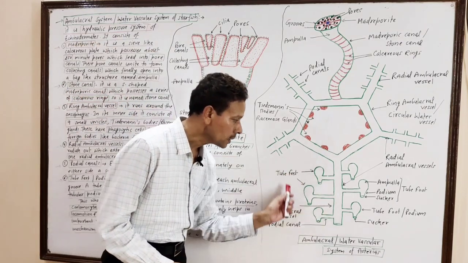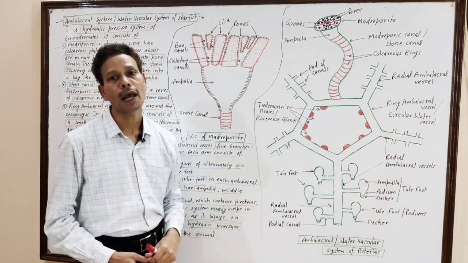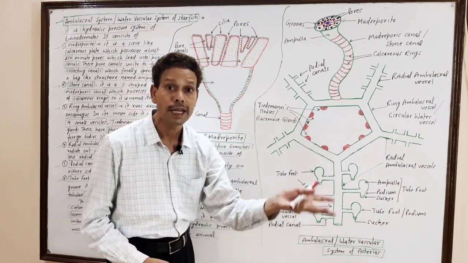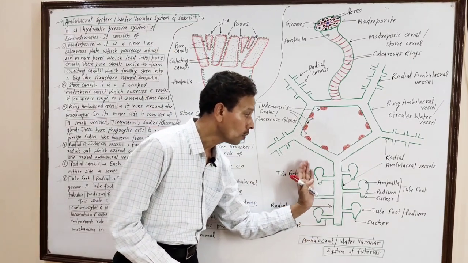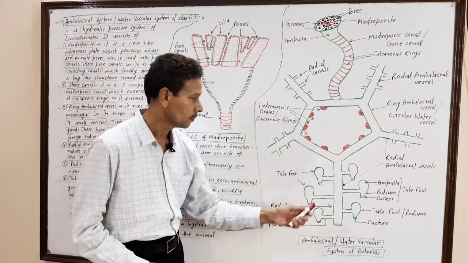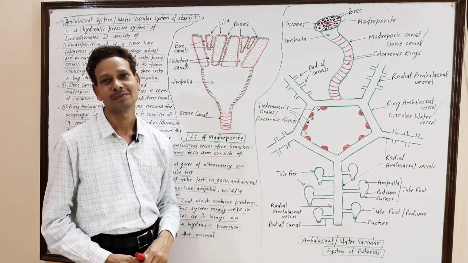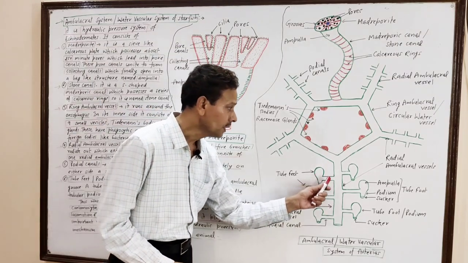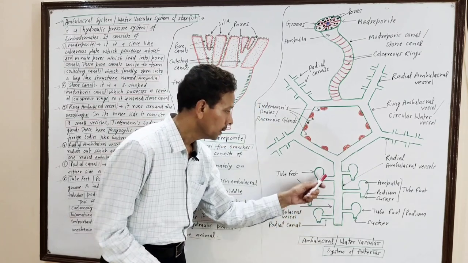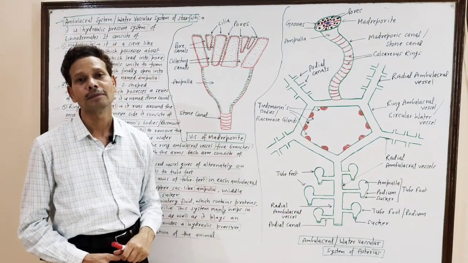Note down, in each arm, this radial ambulacral vessel gives alternately arranged rows on both sides, 2 rows on each side. It means a total of 4 rows of podial canals or tube feet. Note down, these podial canals open in these structures, the tube feet or podia.